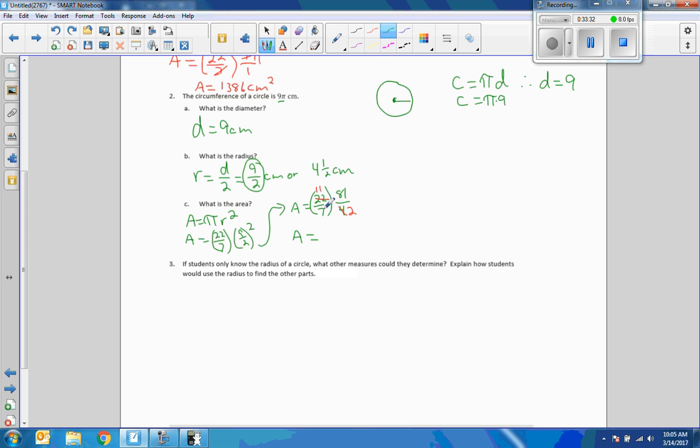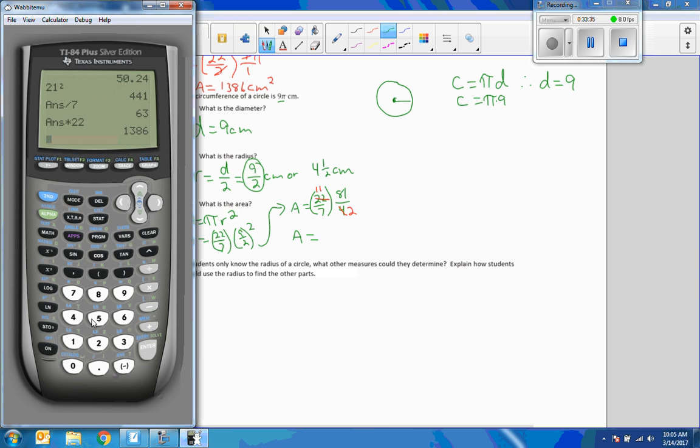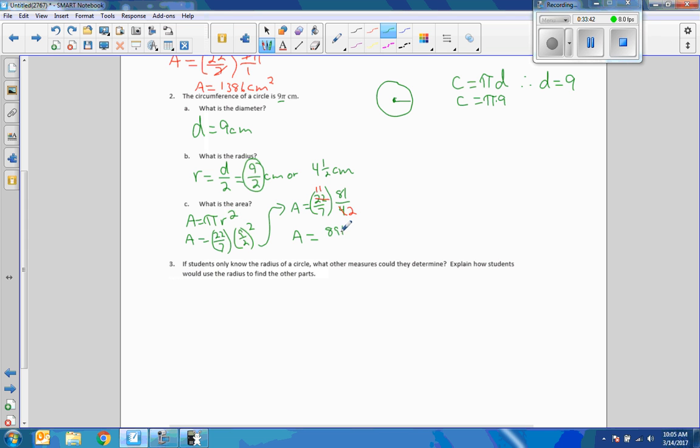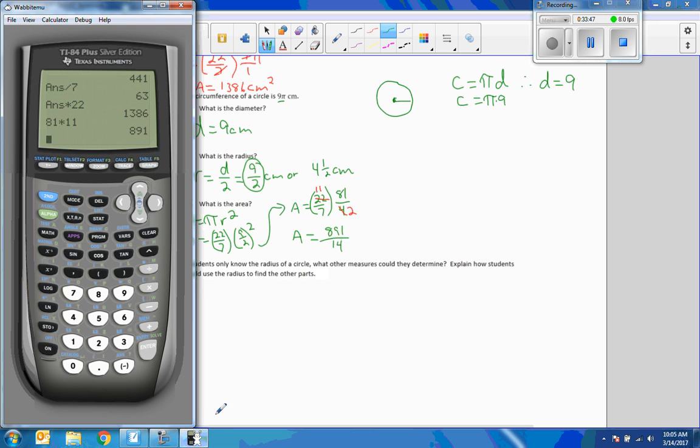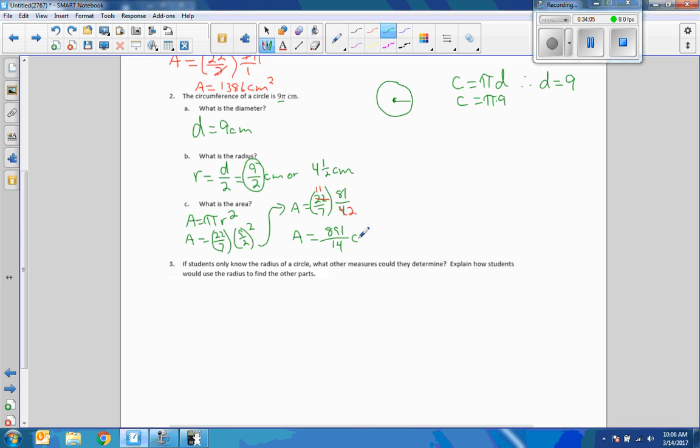So the area equals 81 times 11, 891, divided by 7 times 2, which is 14. Always check to see if it reduces. Divide that by 14, hit enter, and this calculator is fancy. It does not reduce. It'll turn it into a fraction, and since it's the same, it's non-reducible. So my answer is area equals 891/14 centimeters squared.